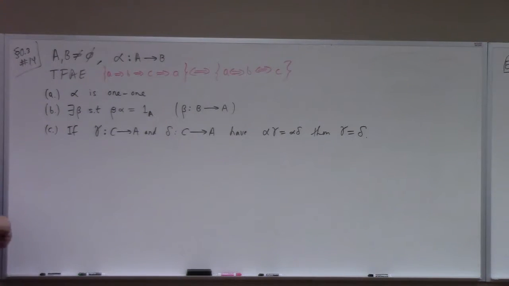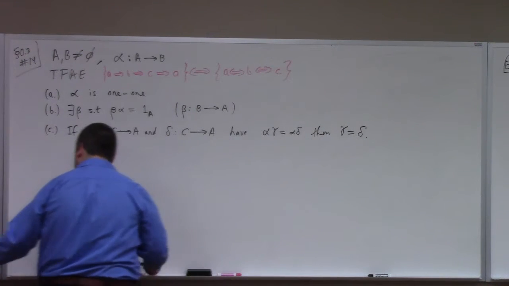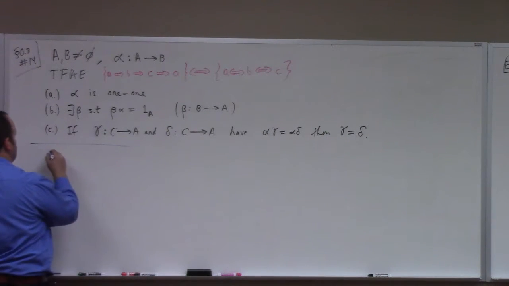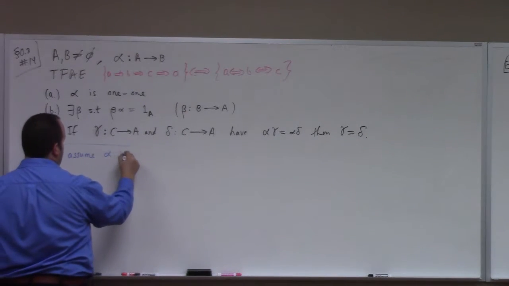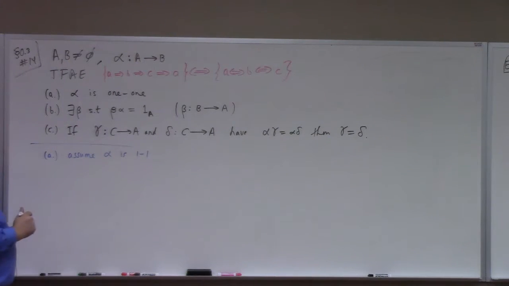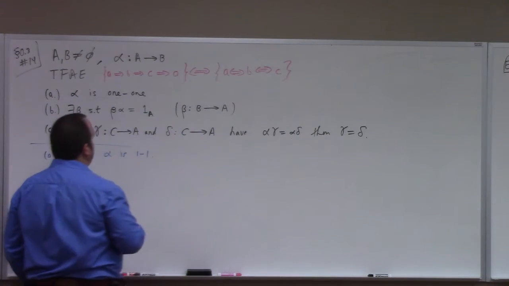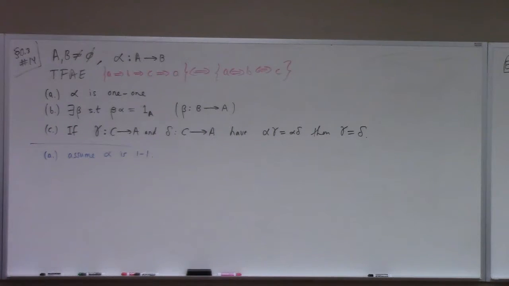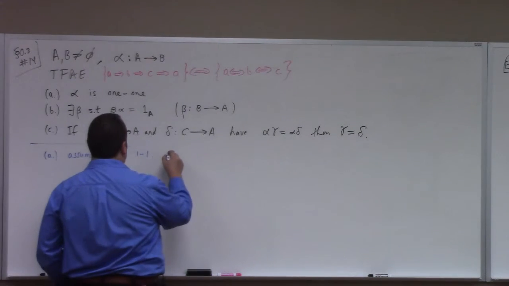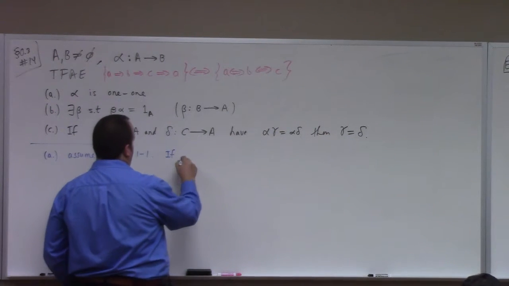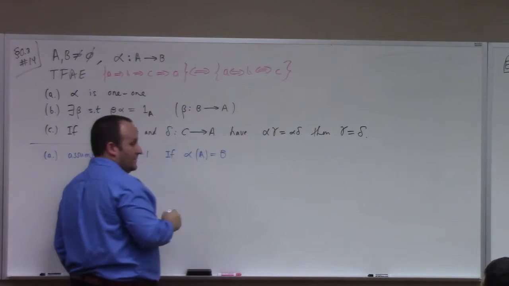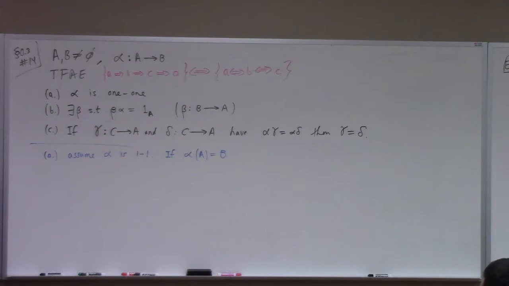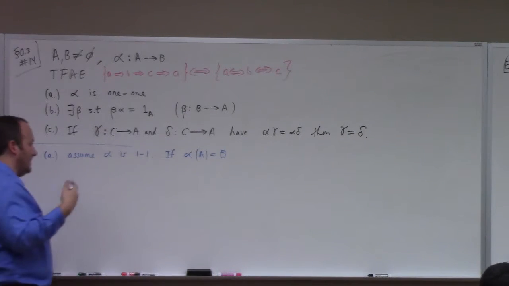All right, so let's start out with A implies B. Assume alpha is 1 to 1. Then we need to construct beta such that beta alpha is equal to 1_A. So if alpha of A is equal to B, then we're done.